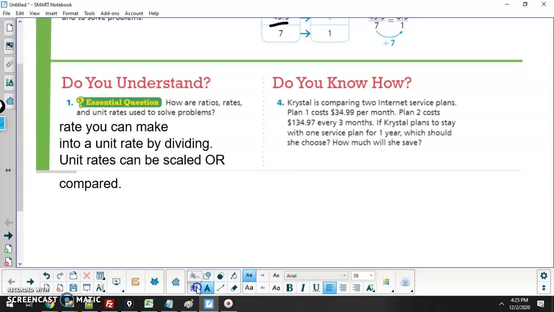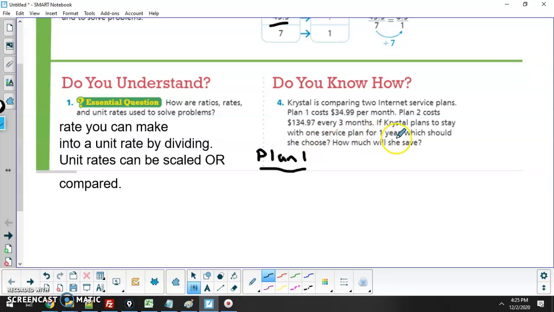What we need to do first is compare the two plans and find their unit rates, which are their rates per month. I know it says later on how much will it cost for 1 year and how much will she save per year, but to compare them, we need to figure out their rates per month first. The first plan is just $34.99 for 1 month. That's the unit rate. You don't even have to do any work.